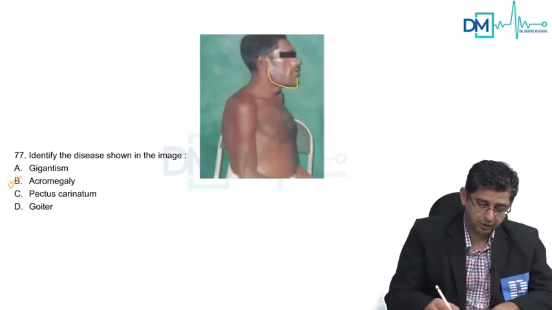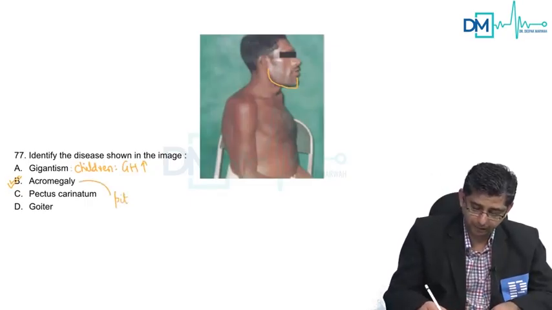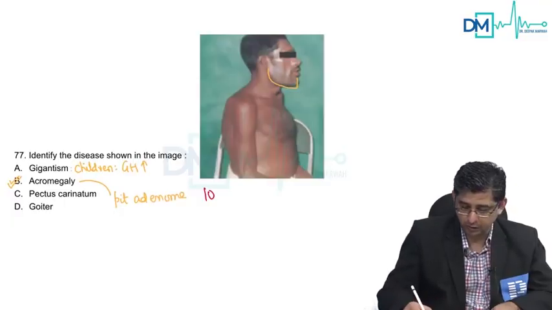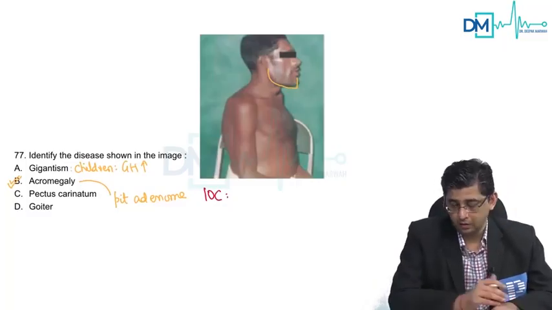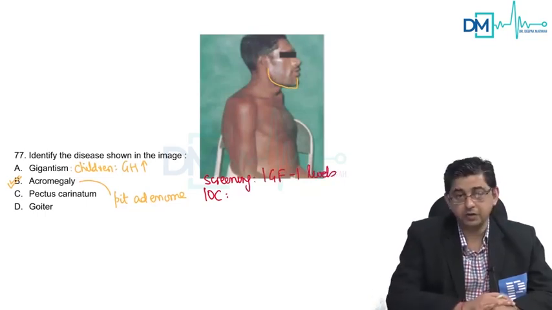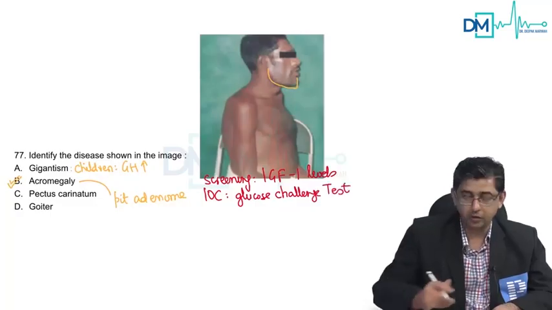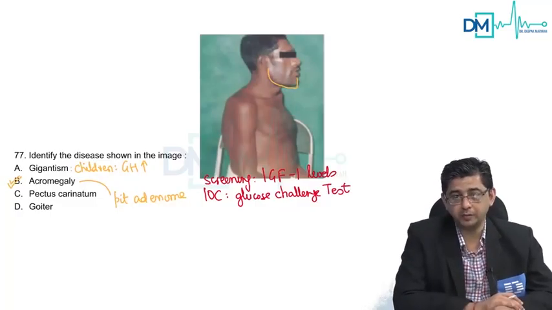Why did I not say gigantism? Because that would be seen in children with excess growth hormone, but acromegaly would be in adults with excess growth hormone, and the reason for acromegaly would be a pituitary adenoma. To diagnose acromegaly in a patient, if the question is asked as what is the investigation of choice for acromegaly, the screening test for these patients is insulin-like growth factor 1 levels, IGF-1 levels. But the investigation of choice for these patients would be answered by you as glucose challenge test. Normally, glucose can suppress growth hormone production, but here you will have failure to suppress growth hormone production.